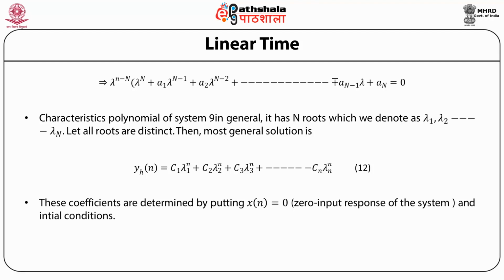These coefficients are determined by putting x(n) equal to 0, that is the zero input response of the system, and using the initial conditions. So students, let us summarize what we have learnt in this module. First, we discussed the quantization of continuous amplitude signals. Secondly, the analysis of quantization errors was done in detail. Then coding, which is a very important thing in order to have a discrete time system or discrete signal processing, that is the coding of the quantized samples.